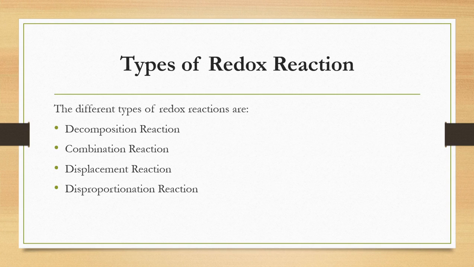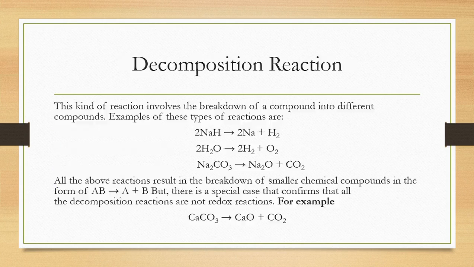Types of redox reactions. The different types of redox reactions: decomposition reaction, combination reaction, displacement reaction, disproportionation reaction. First of all, decomposition reaction. This kind of reaction involves the breakdown of a compound into different compounds. For example, 2NaH gives 2Na plus H2. Next example, 2H2O gives 2H2 plus O2.